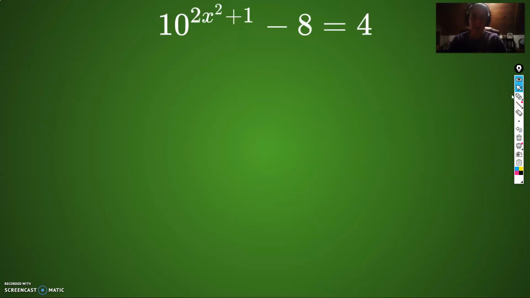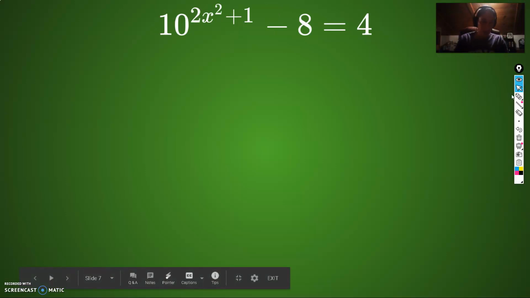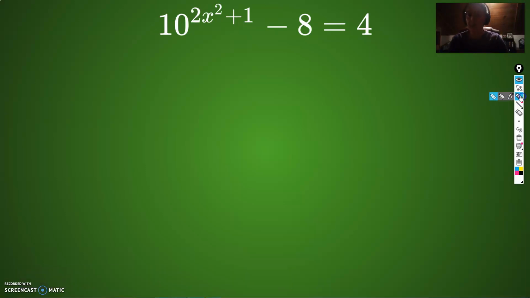So now let's go to a challenge one, because now we have a square involved. Alright, so clear out all the crap first. So we're going to add 8 to both sides. 2x squared plus 1. Add 8 to both sides. 4 plus 8 will give us 12. This is an exponent. It's not an e, so we're going to log both sides here to get that exponent out. Sorry, the variable out of the exponent.